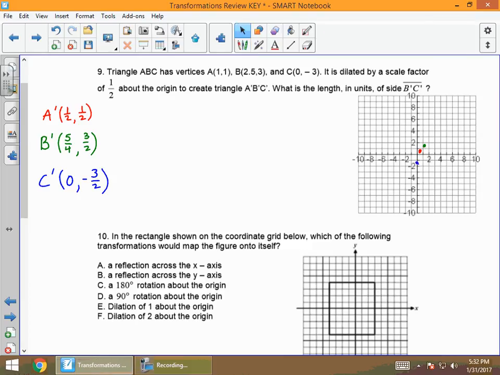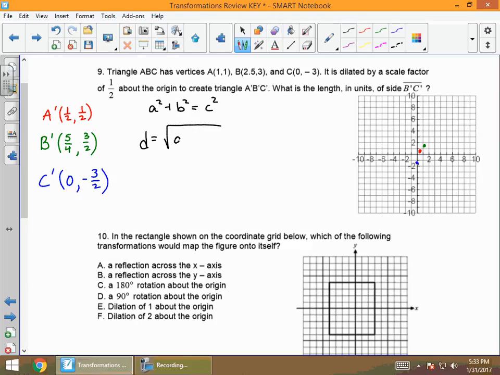All right, so now you start running into how do I find this distance? I've got all these fractions, and it's ugly, and it's nasty, and it's real simple. I just do a squared plus b squared equals c squared, where c is my distance. So again, what is the distance? It is the square root of a squared plus b squared. Okay, a squared is the distance on the x's from B to C. So this distance right here, how far is it from 5/4 to 0? Well, that's 5/4.